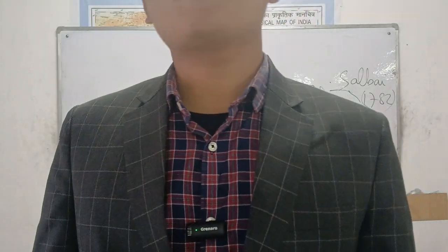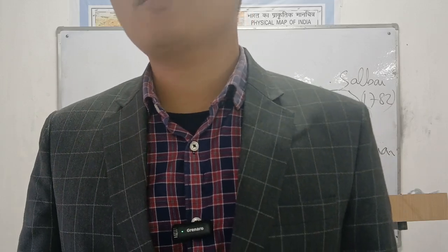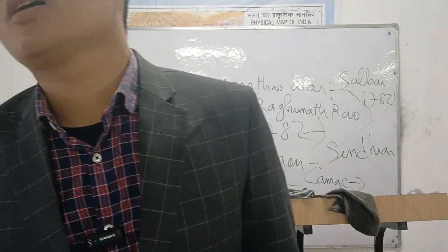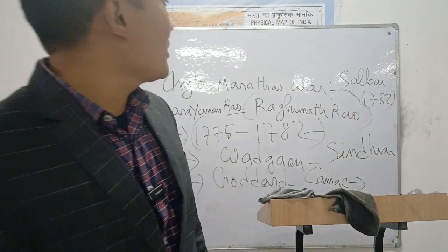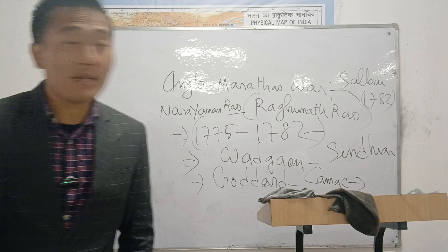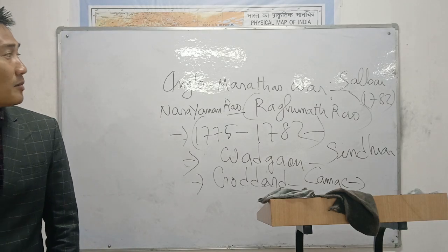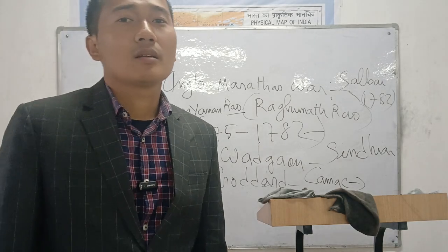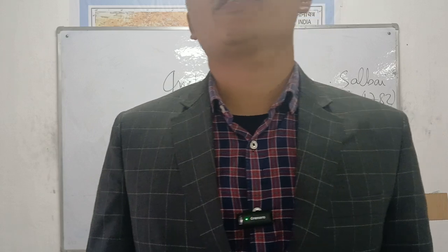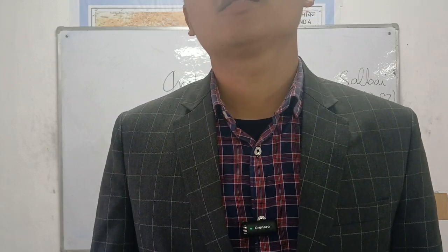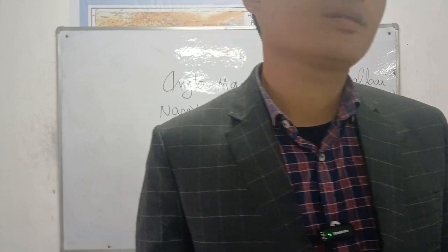It was the Treaty of Salbai, which ended the First Anglo-Maratha War, and it granted peace for 20 years. Very important: 20 years. Please write it in brackets. The Treaty of Salbai maintained peace for 20 years between the Marathas and the English.